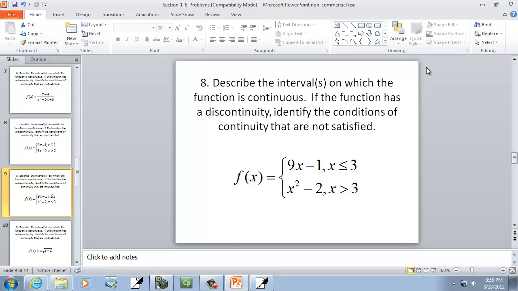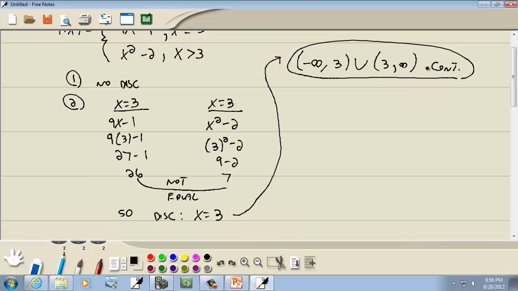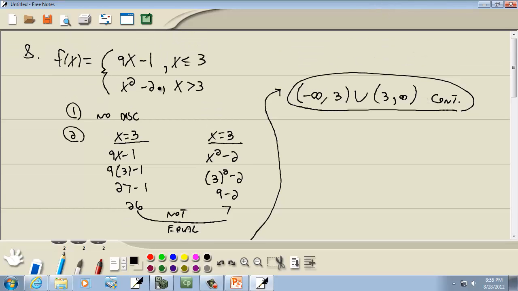It says, describe the interval on which the function is continuous. And describing an interval, the best way, I think, in my opinion, is the interval notation. And it says the function has a discontinuity, identify the conditions of continuity that are not satisfied. Well, where the piecewise function goes from one piece to another, they're not the same.